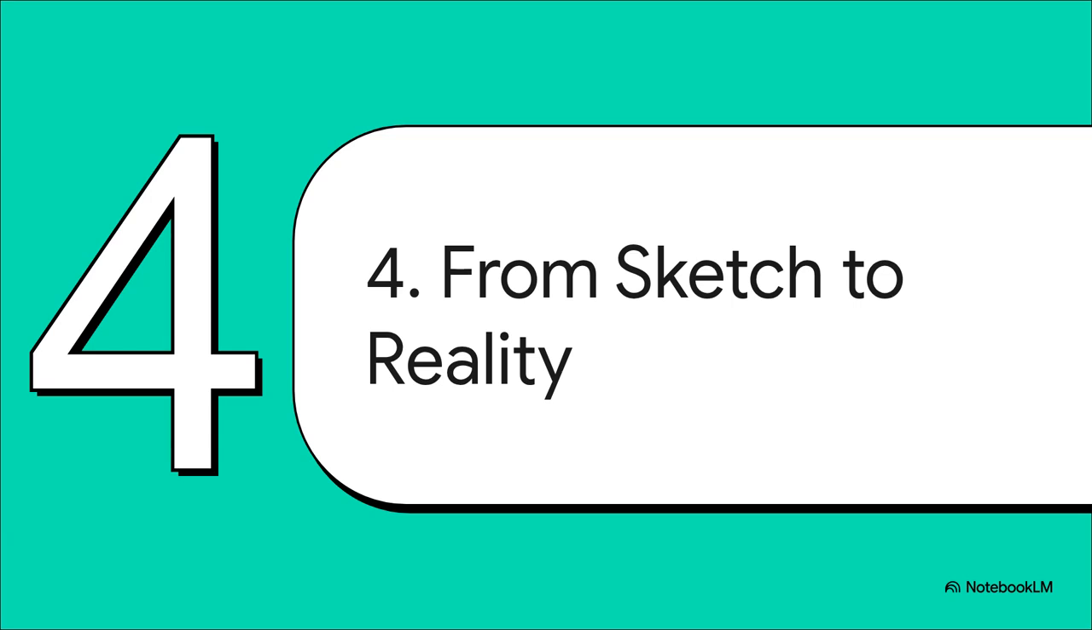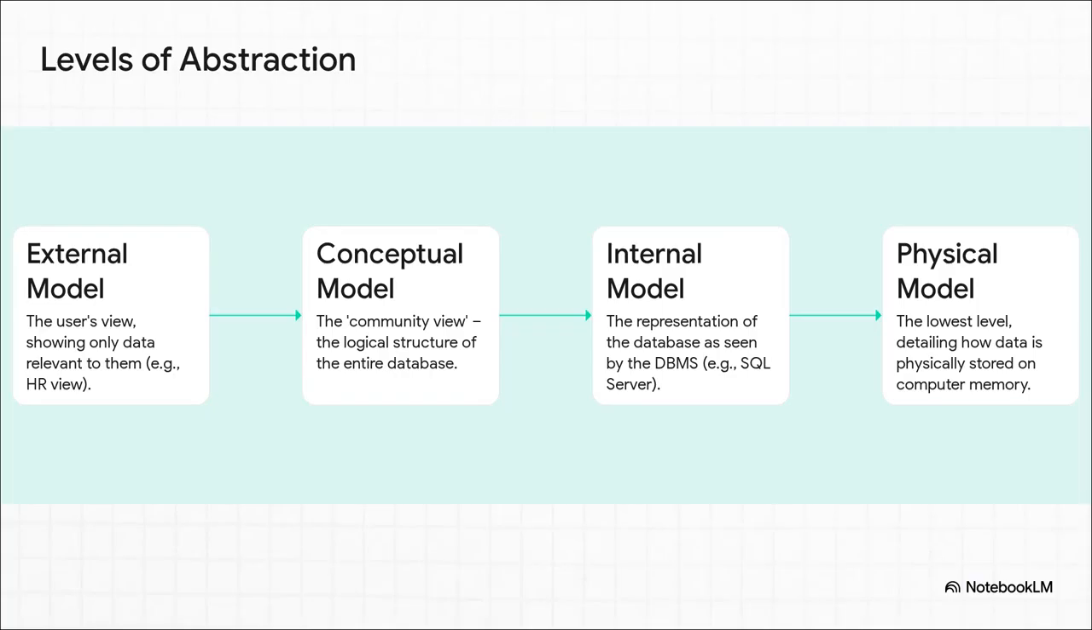Now, a full-on data blueprint isn't just a single drawing. It's actually more like a series of models that take us all the way from a high-level, back-of-the-napkin sketch to a detailed physical plan. And it gets more and more specific with each step. So it all starts with the external model. That's what a specific user sees. Think of an HR manager. They only need to see employee data, not sales figures.